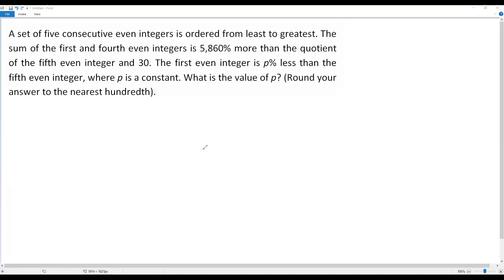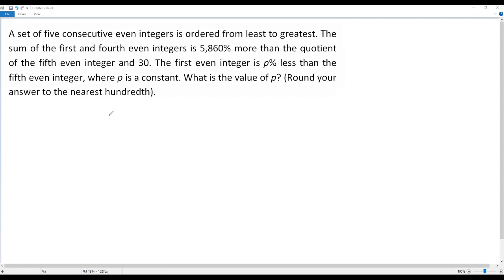A set of 5 consecutive even integers is ordered from least to greatest. The sum of the first and fourth even integers is 5860% more than the quotient of the fifth even integer and 30. The first even integer is p% less than the fifth even integer, where p is a constant. What is the value of p? Round your answer to the nearest hundredth.